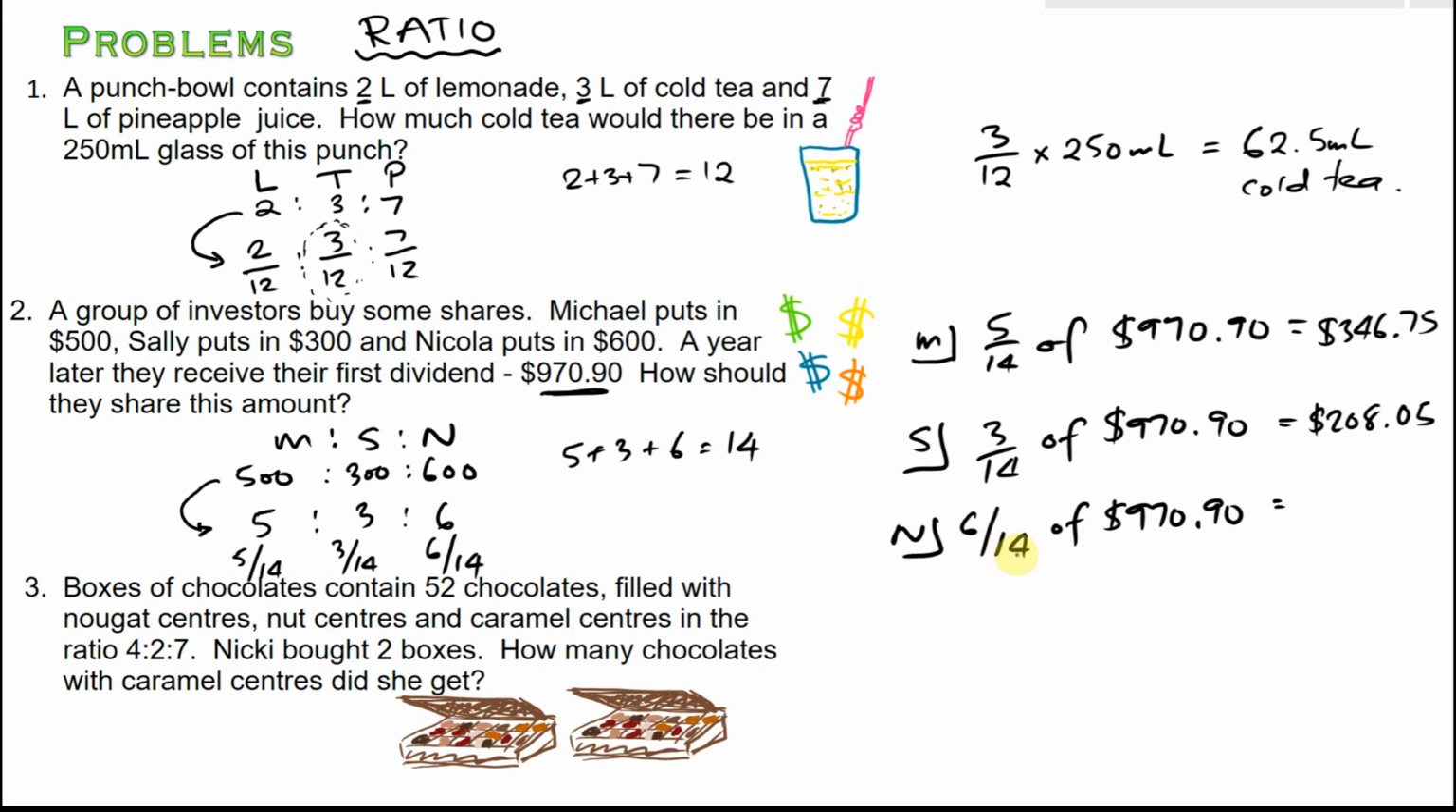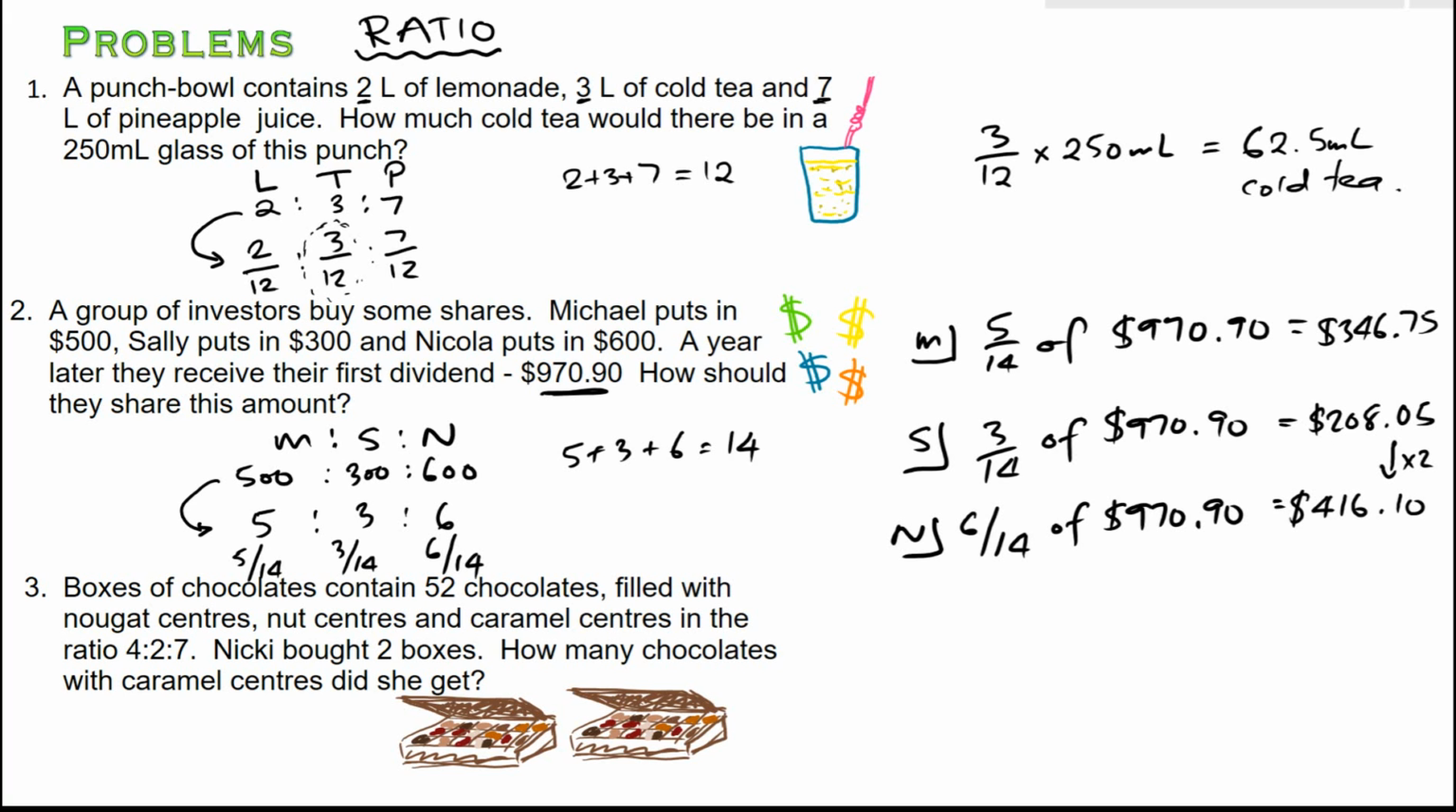So if Sally's getting 3/14 and Nicola's getting 6/14, then Nicola is getting double what Sally is getting. So if we just double that amount there, so we're getting $416.10 for Nicola. So these are the shares.